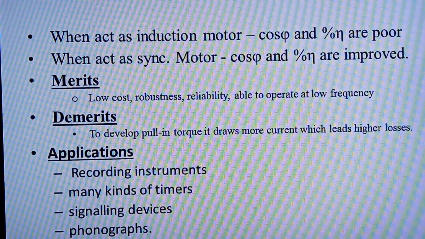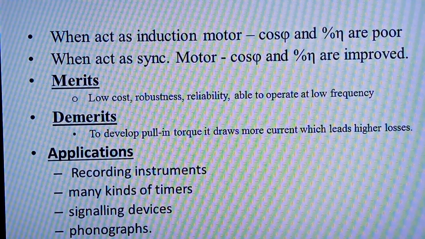Then there are disadvantages also. That is, the machine draws much current at the time of starting, which leads to higher losses. Already I told, for developing a huge amount of starting torque, the machine tries to draw much starting current from the main supply, so the losses will be higher here, and efficiency will be low. That is the main drawback in this machine. It is also a main drawback in most machines.